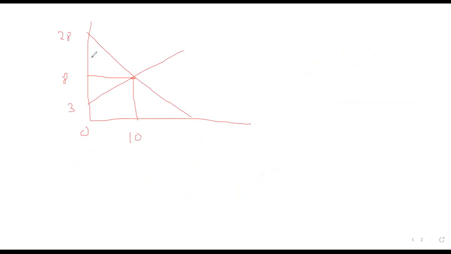If we had these two curves, one is downsloping, the other is upsloping, and they meet in between here. So here we have 0, here we have 10, here we have 3, here we have 8, and here we have 28. Can somebody identify which one is the consumer surplus and which one is the producer surplus between A and B? A is the consumer surplus and B is what? Producer surplus.